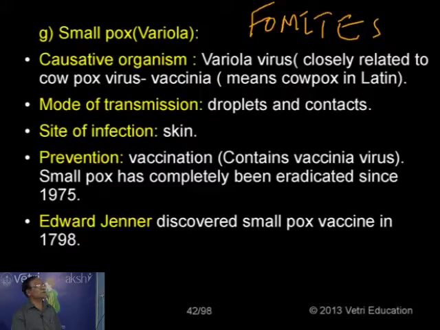Now, which is the site of infection? Here the respiratory system is not affected, unlike in the case of German measles and measles, where the respiratory system is affected. As in the case of chickenpox, here also the main target organ is the skin. The respiratory system is not being affected. Now, how can it be prevented? By means of vaccination using smallpox vaccine.